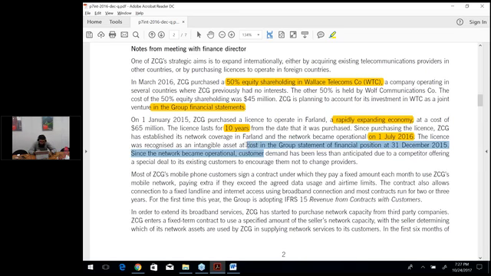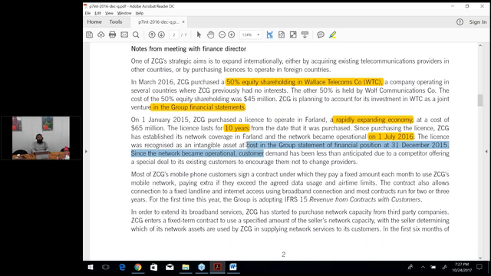Since the network became operational, customer demand has been less than anticipated due to a competitor offering a special deal to its existing customers to encourage them not to change providers. Now, understand this. What are the risks involved in this area?